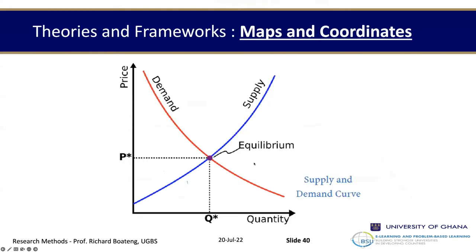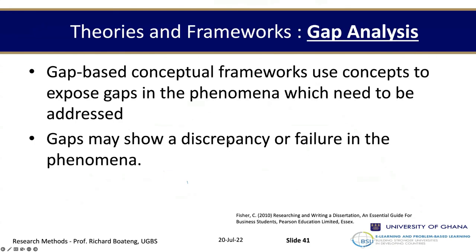Maps and coordinates have to do with showing relationships by diagram, so you can do mapping. This one, for example, is the elasticity model in economics, the demand and supply curve. I'm not an economics person, so I can't explain it very much, but at least you have an idea of demand going high and supply going low. Then we have gap analysis. Gap analysis tells you the discrepancies. We use that in information systems.